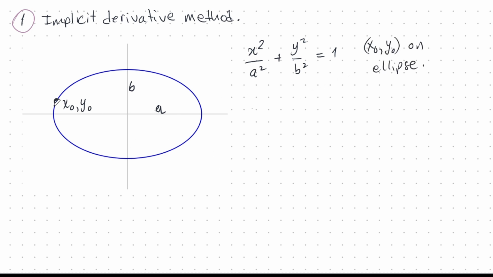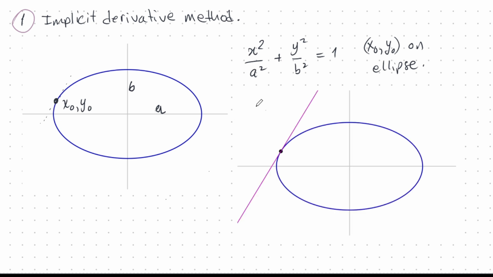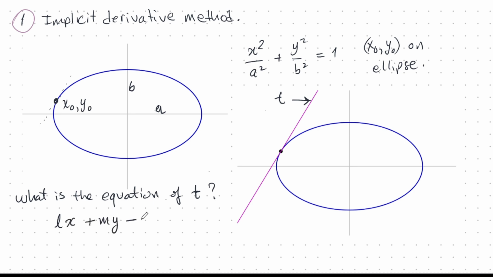So the question is, what's the tangent line at this point here? There's a nice drawing of it. So I'm looking for this tangent line. What is the equation of tangent line t? What do I mean by that? Well, the canonical equation for a straight line is Lx plus My minus 1 equals 0. So what I have to do here is find L and M. And one way to do this is by implicit derivatives. And I think this is the easiest way, but I'll show you another way later on.